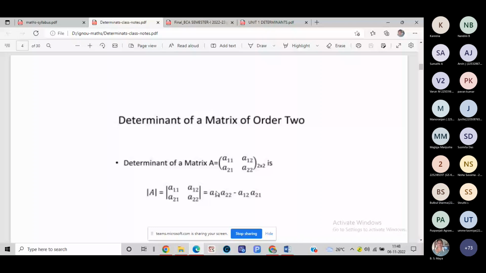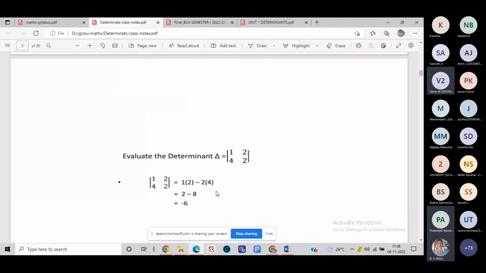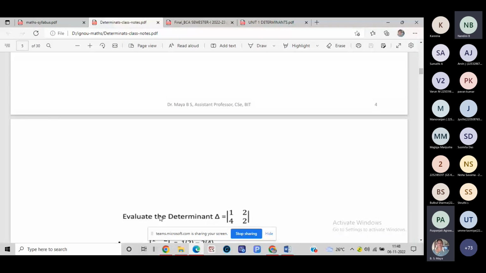Yes, ma'am. Can you take a simple problem? Evaluate the determinant. The determinant can also be represented as delta. The symbol is called delta. Clear? Delta equals 1, 2, 4, 2. The first row, first column is 1, the first row, second column is 2, the second row, first column is 4, and the second row, second column is 2. What is the formula we apply now?